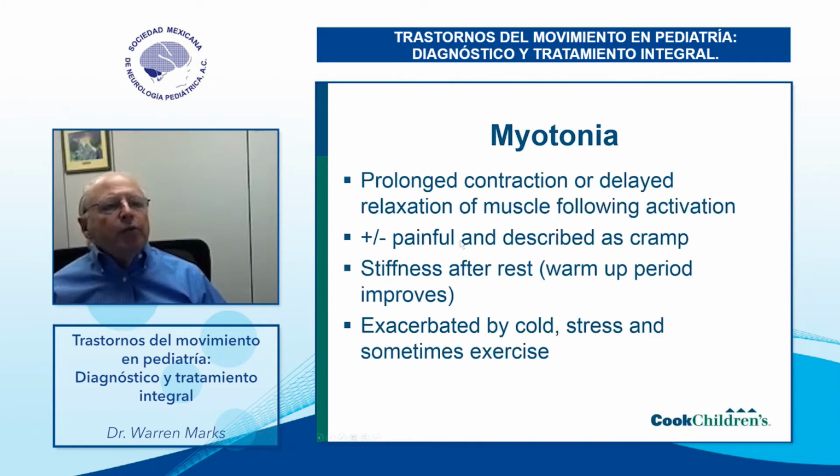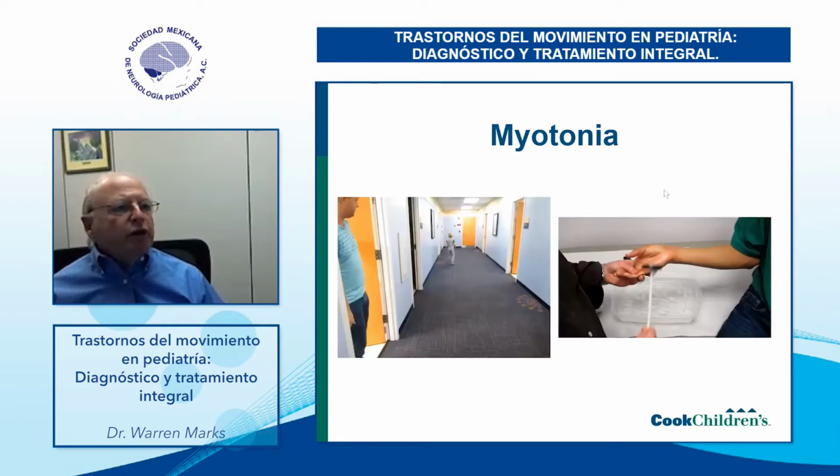So myotonia is a prolonged contraction of a muscle that you can see when the muscle is stimulated. It can be exacerbated by cold, stress, sometimes exercise, and I'm going to show you what myotonia looks like. So this is percussion myotonia.